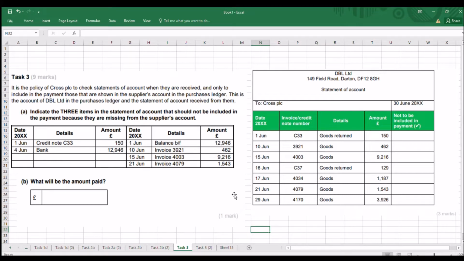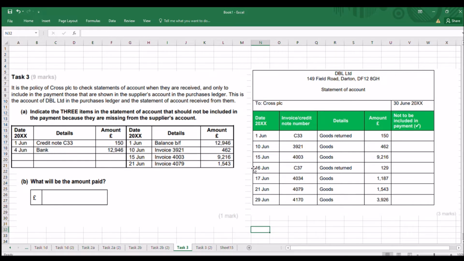So we've got a supplier statements of account question here. The policy across PLC is to check statements of account when they get received and to only include in the payment those things that are in the supplier's account within the purchase ledger. They've been quite kind here. They've given us the purchase ledger here, and this is the supplier statement of account.